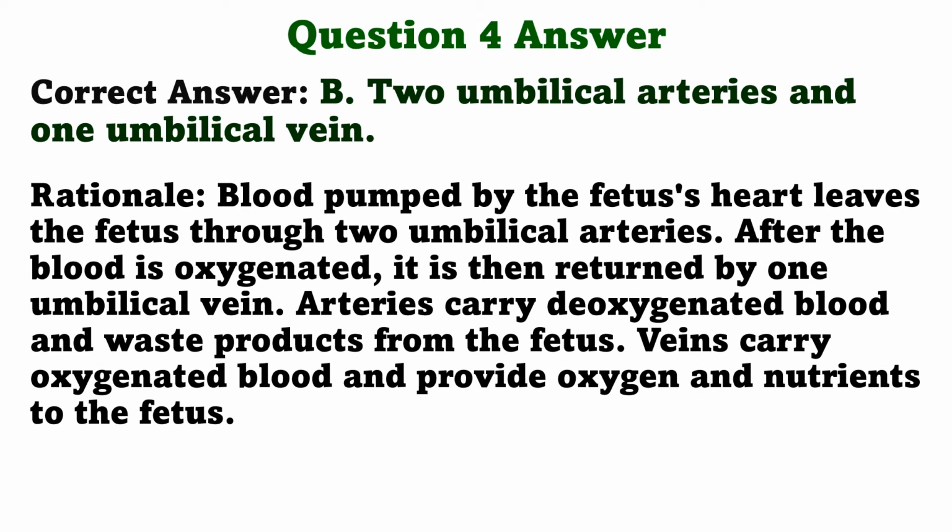The correct answer is B. 2 umbilical arteries and 1 umbilical vein. Rationale: blood pumped by the fetus's heart leaves the fetus through 2 umbilical arteries. After the blood is oxygenated, it is then returned by 1 umbilical vein. Arteries carry deoxygenated blood and waste products from the fetus. Veins carry oxygenated blood and provide oxygen and nutrients to the fetus.